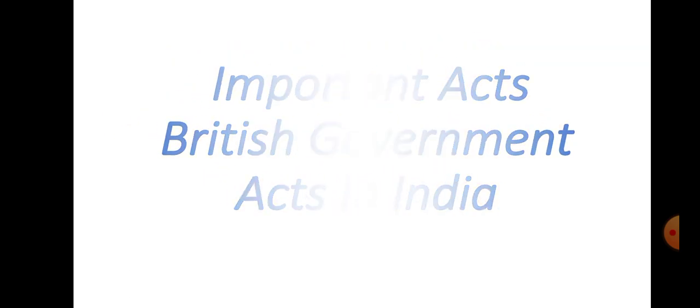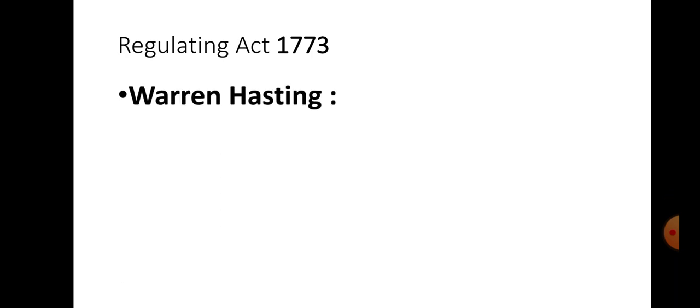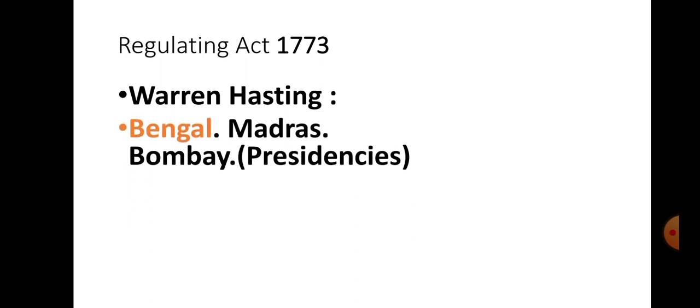The first act. I'm not talking about the Charter Acts. Attention here, I'm not talking about the Charter Acts. First, I'll talk about some acts and then I'll go to the Charter Acts. The first act we have is the Regulating Act 1773. The governor under this Regulating Act was Warren Hastings. Warren Hastings was the governor, and we have three presidencies: Bengal, Madras, and Bombay.